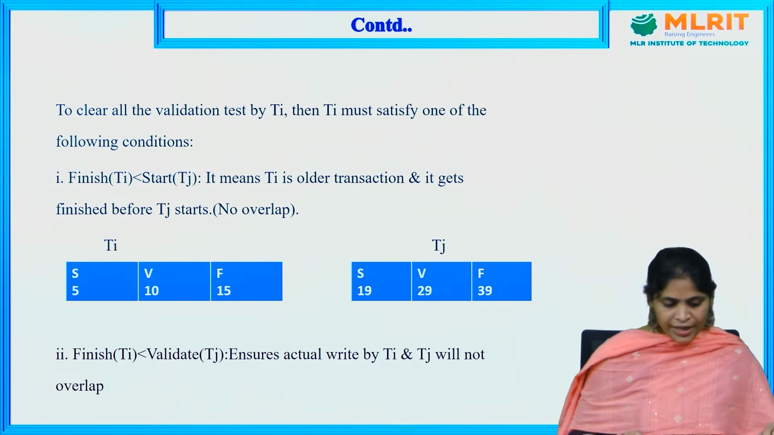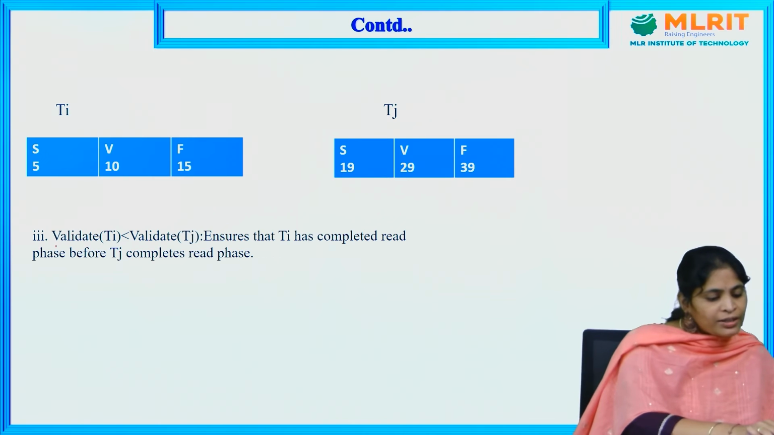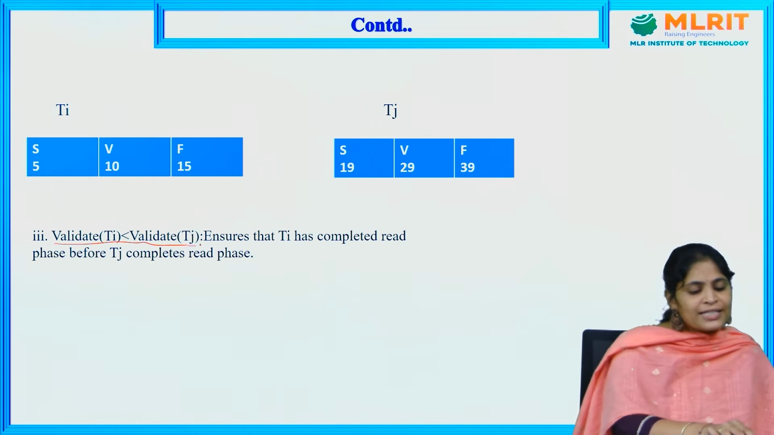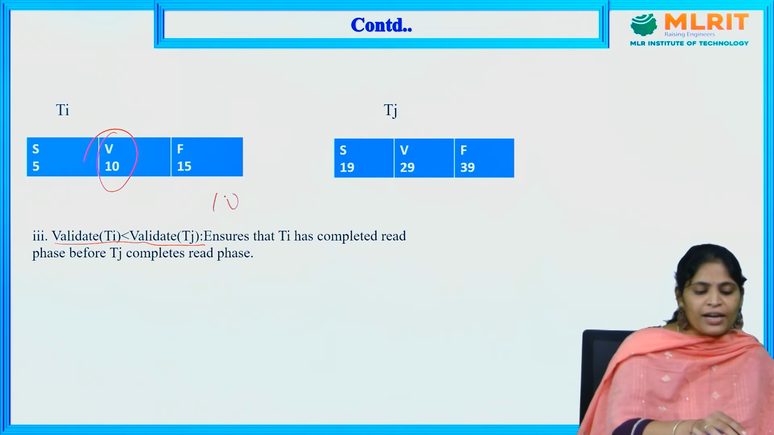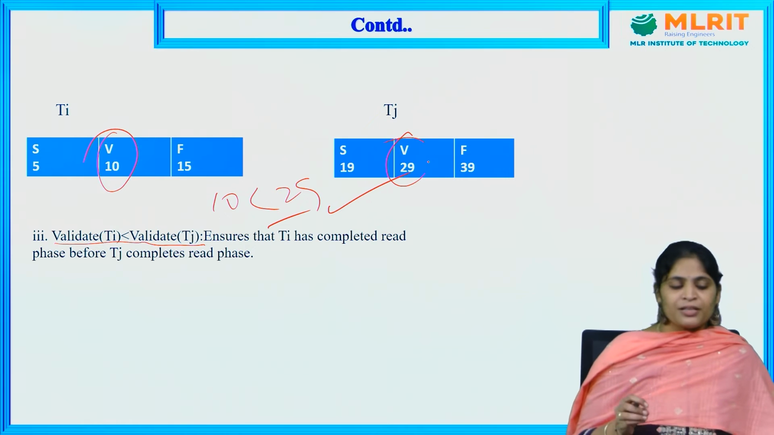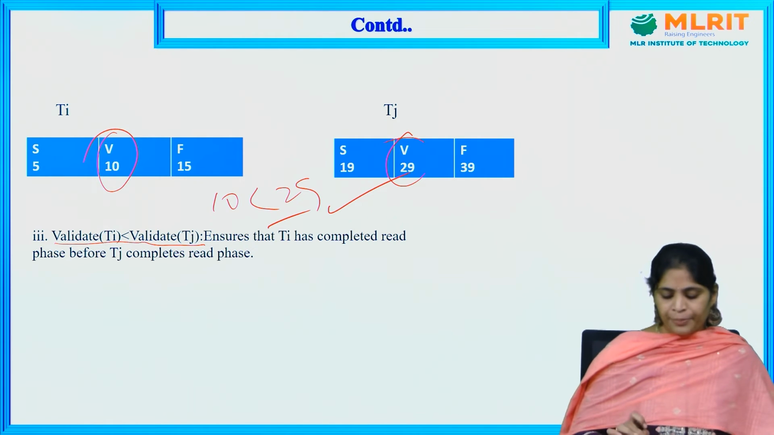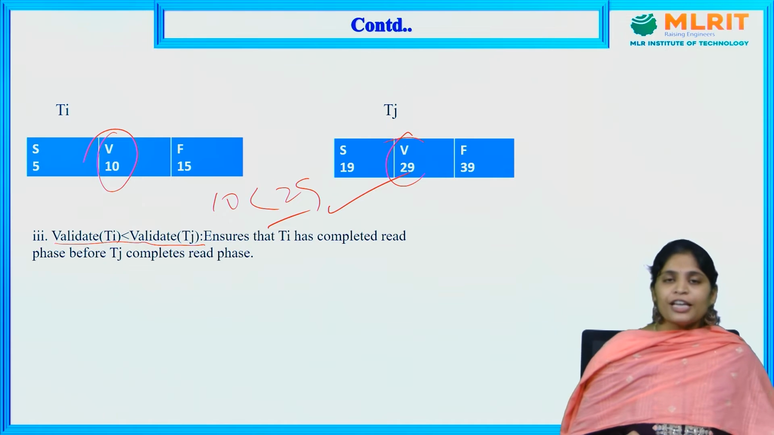Okay. Next, the third one: validate of TI is less than validate of TJ. What is validate of TI? 10. What is validate of TJ? 29. This also represents that there is no overlap. Okay. This is about the three phases of the validation phase of the protocol.